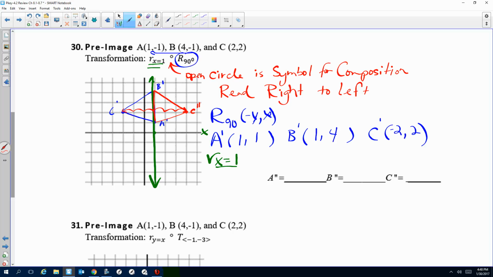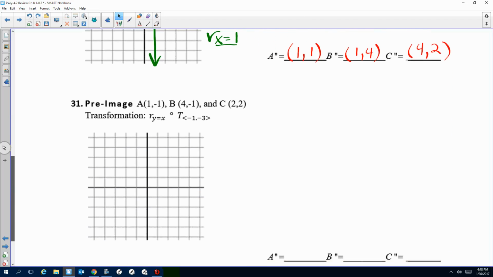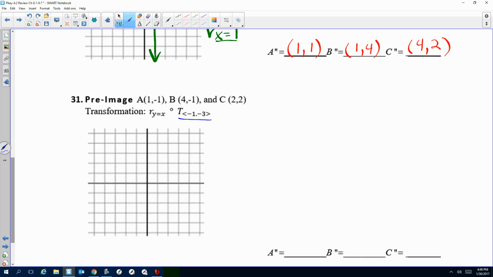Now since A is on the line of reflection, it's not moving, it's staying 1, comma 1. Since B is on the line of reflection, it's staying as 1, comma 4, the image. Well, C is the only point that got reflected, and so I need its new ordered pair over that green line. So this looks like 1, 2, 3, 4, 2. Okay, so whenever you do a composite transformation in that open circle, you have to start from the right, start at the end, and then go to the left. So start here. This is where we start.